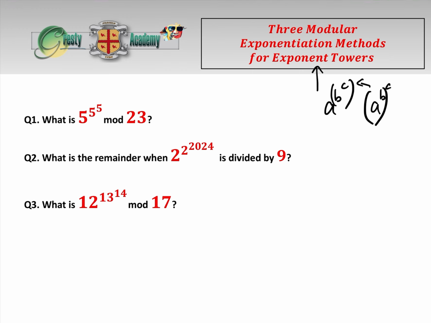Okay, so we've got three questions here. Question 1, what is 5 to the power of 5 to the power of 5 mod 23? Question 2, what's the remainder when 2 to the power of 2 to the power of 2 to the 24 is divided by 9? And question 3, what is 12 to the power of 13 to the power of 14 mod 17? And we're going to do three different methods to solve each one. So let's go straight on.